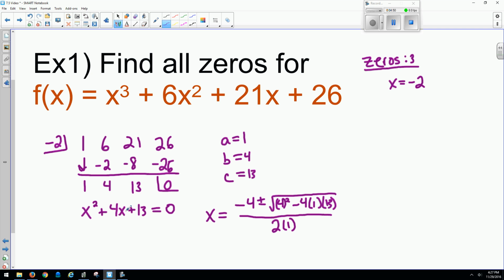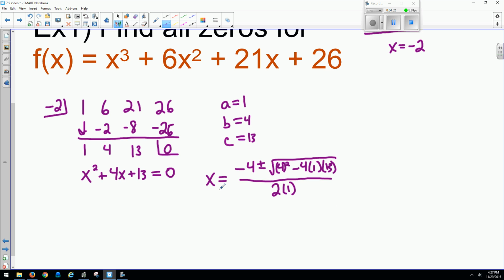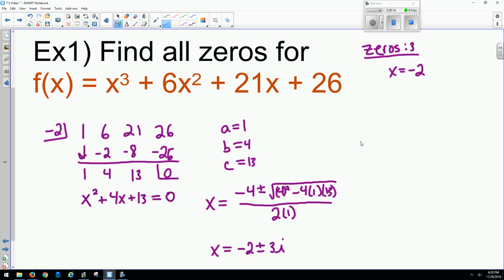And I'm not going to spend the time on the video to simplify this. Every single one of you should be able to simplify that. And so when you do simplify, and if you didn't, we can certainly talk about this in class, but when this is simplified, you're going to get -2 plus or minus 3i. And so when we're talking about the zeros, I'm going to put it in a solution set. So I would have -2, -2 plus 3i, and -2 minus 3i.